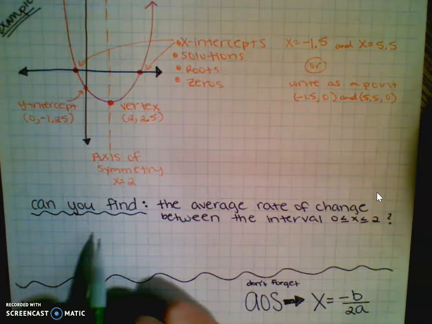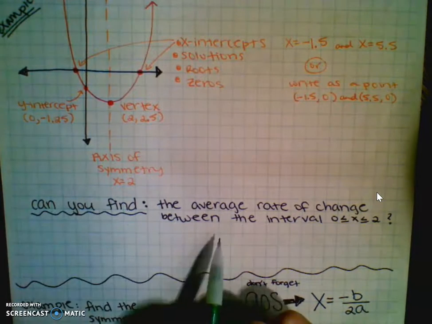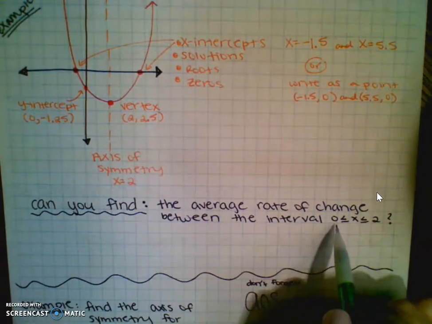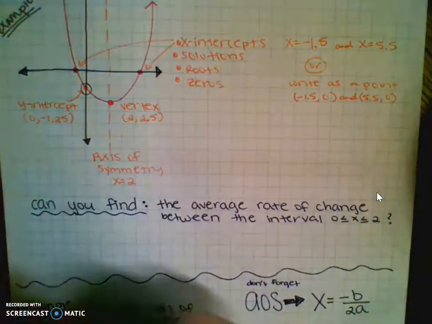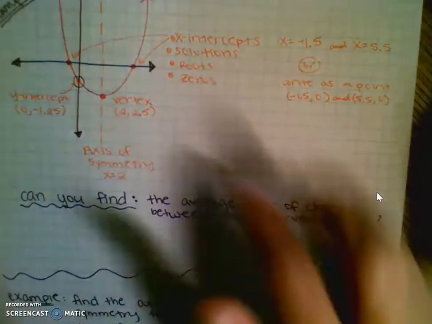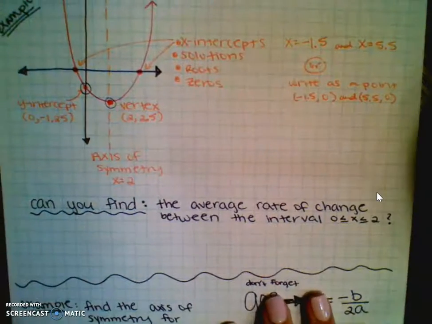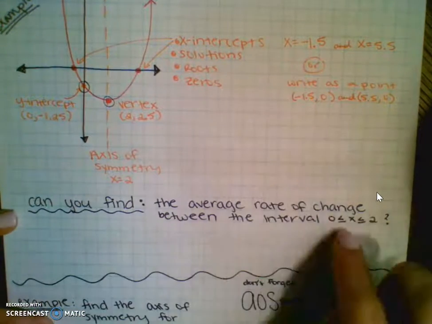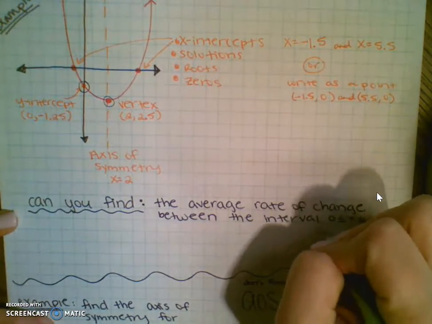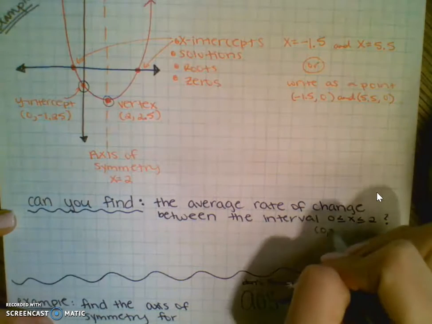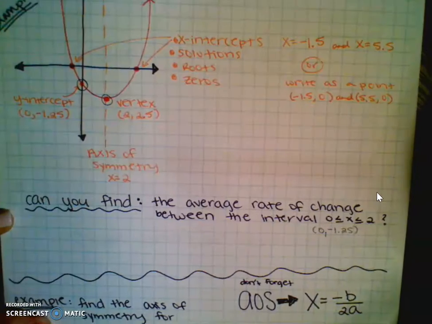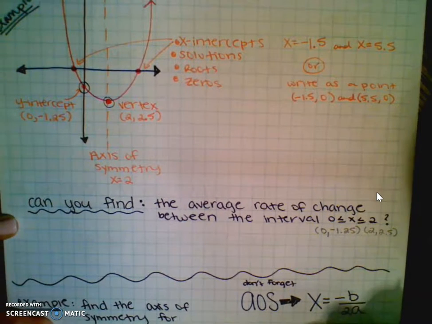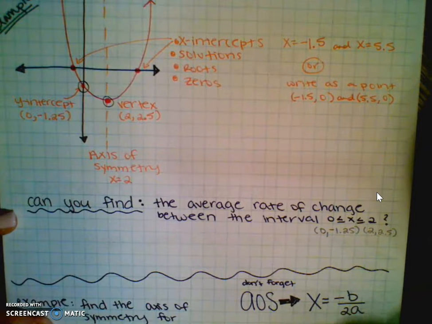Okay, so next, can you find the average rate of change between the interval 0 to 2 if I were to give you this graph? So at 0, that's this right here, and at 2, that's where x is 2, is right here. Okay, so I already have both of them labeled for you, which you would have to know how to do. So this is going to be 0, comma, negative 1.25 and 2, comma, 2.5. Okay, so these are decimals. That's just because I made up the problem, but just know if they're whole numbers, you do it the same way.